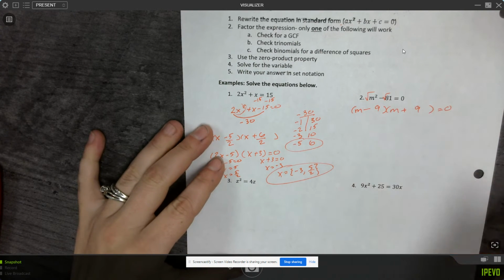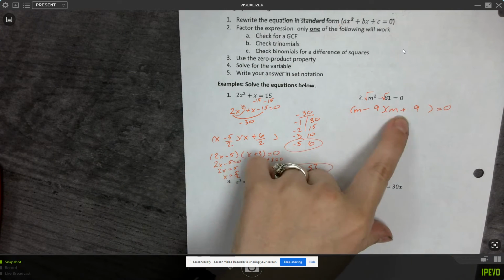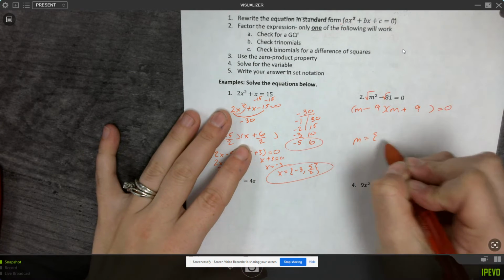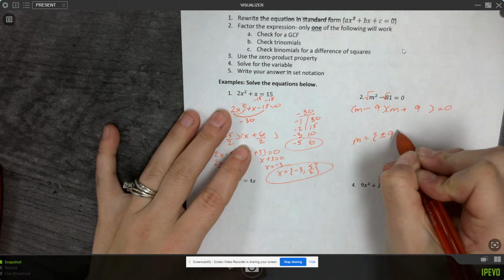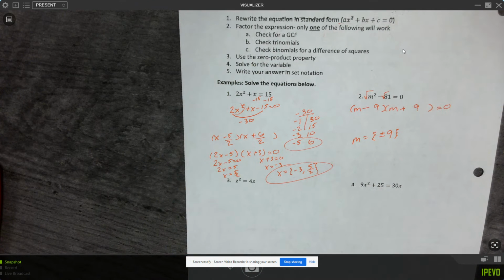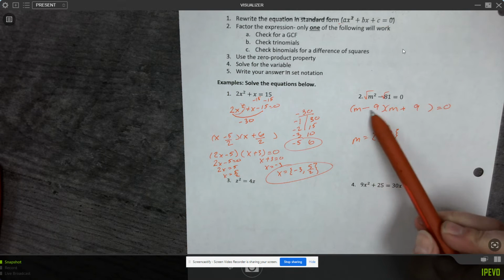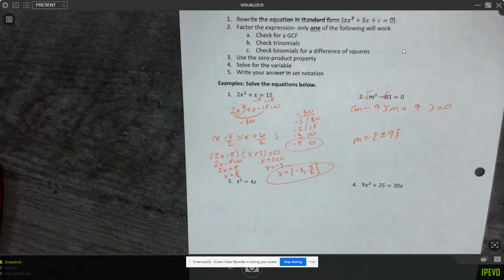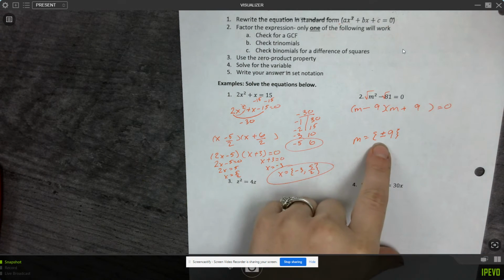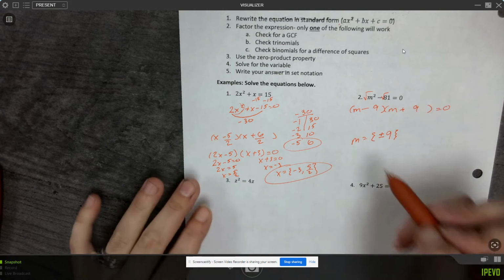This one should be easy to solve. Opposite of this and opposite of this gives me m equals plus or minus 9. This is going to equal a positive 9, and this is going to equal a negative 9. So I'm going to use this symbol that m equals plus or minus 9, because it's the same number, just it's positive or negative.